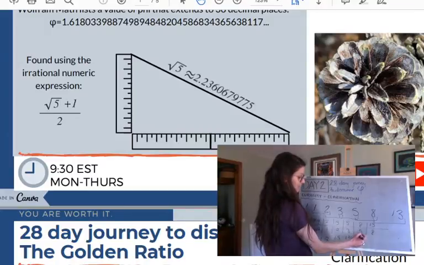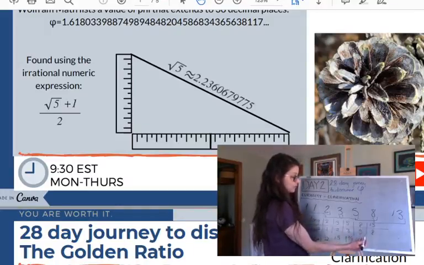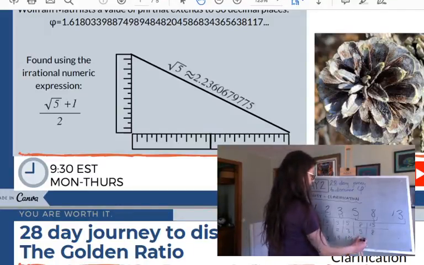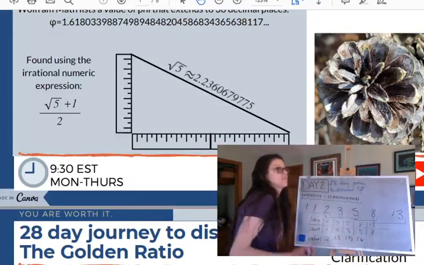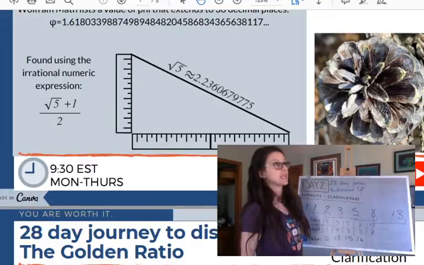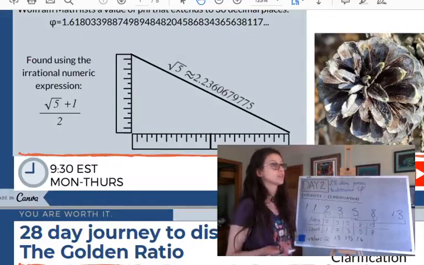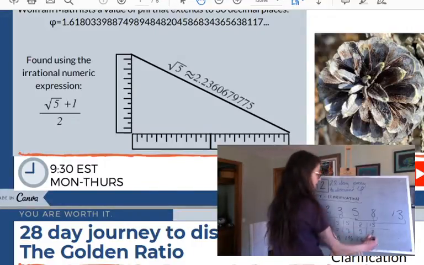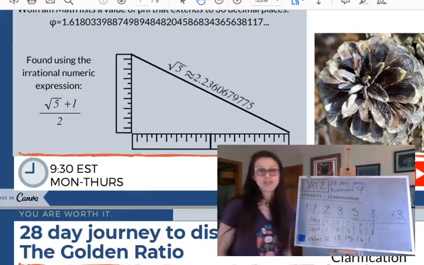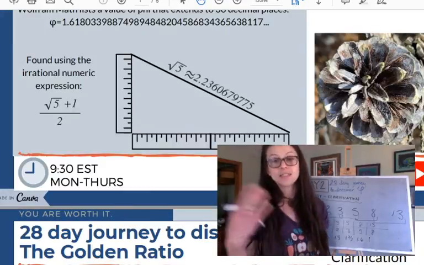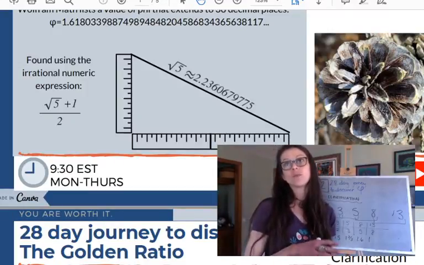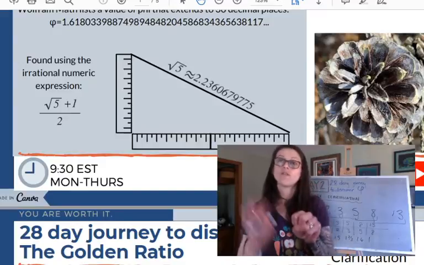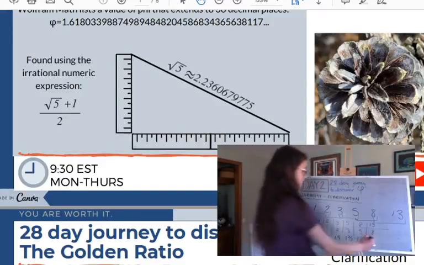And then 8/5 is the same as 1 3/5, which is 1.6. And 13 over 8. Well, let's see. If I have 13 minus 8, then that's 5/8 left over. So I have 1 5/8. 5/8 is 1/2 plus an eighth. So a half is 0.5. A quarter is 0.25. A half of a quarter is 0.125. So 0.5 plus 0.125 is 0.625.